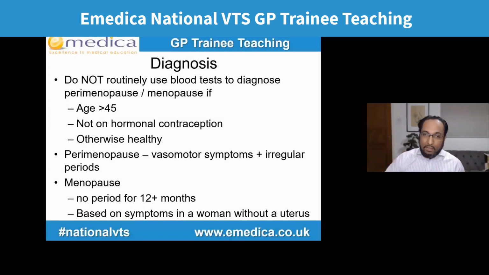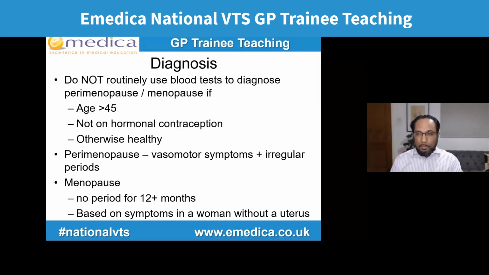So just to recap, diagnosis. The NICE guidelines specifically say that you should not routinely use blood tests to diagnose perimenopause or menopause in women who are over 45, like this lady, who are not on hormonal contraception, she had a copper coil, and who are otherwise healthy. There are sometimes where doing a test is the wrong thing. The right thing is not to do any tests at all, but you can just diagnose it based on the clinical appearance, the features that we've seen. So perimenopause: if they're over 45, not on hormonal contraception, otherwise well, and they've got vasomotor symptoms and irregular periods, you can make a diagnosis.